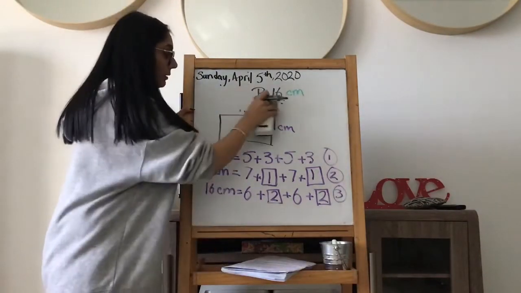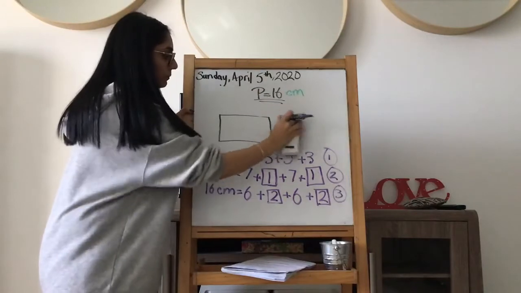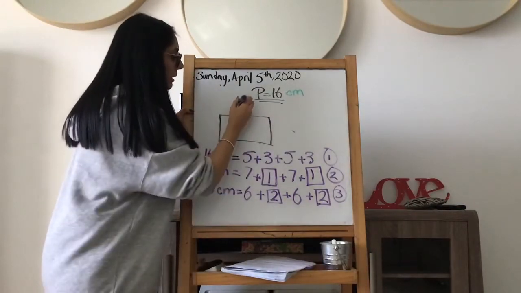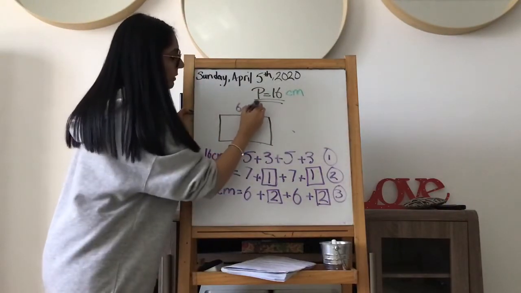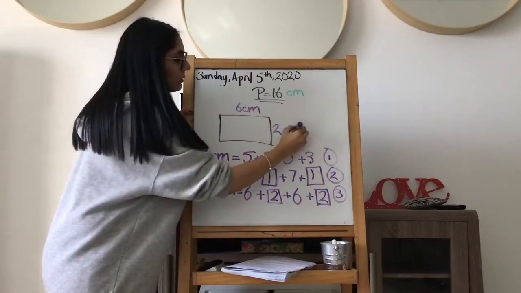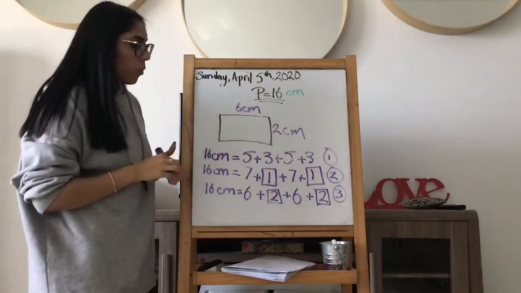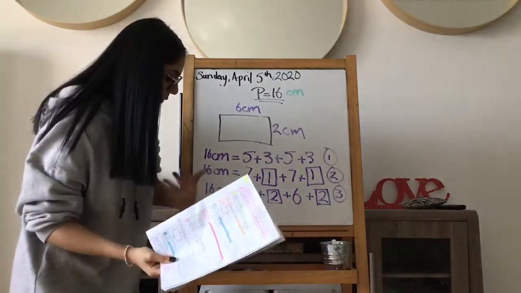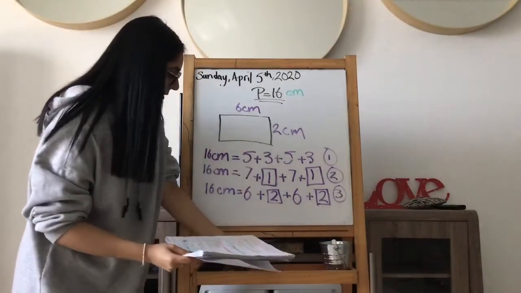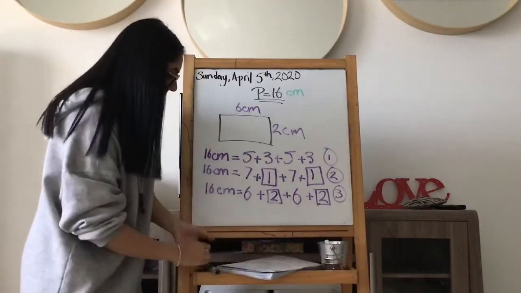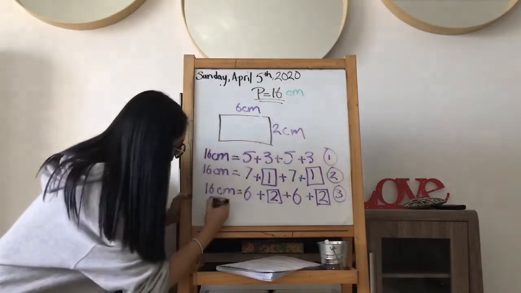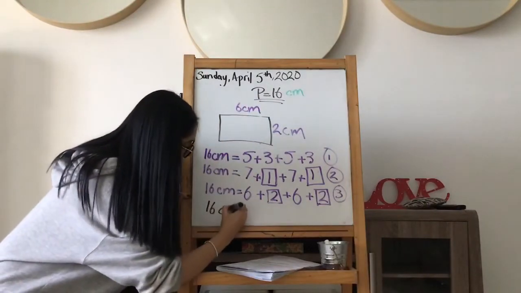So another possibility is 6 centimeter and 2 centimeter. Let's do one more, and I want you to use a different color, or maybe highlight it after so it stands out. I'm going to grab a different color. What about if I said 16 centimeter?